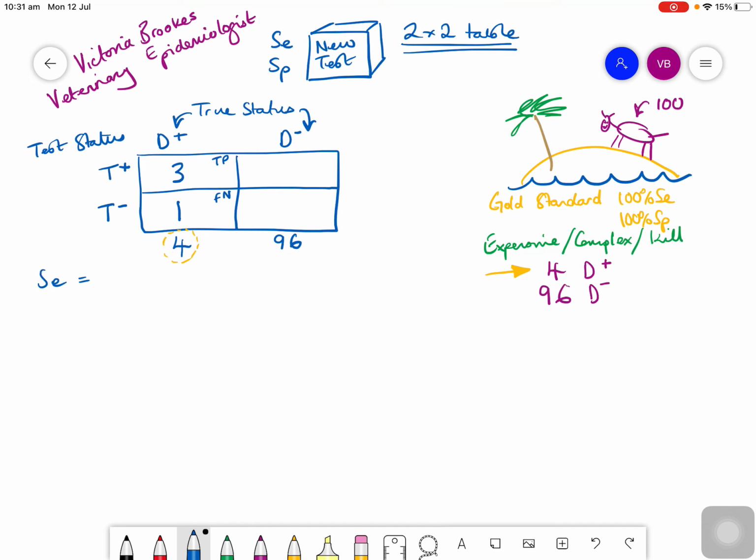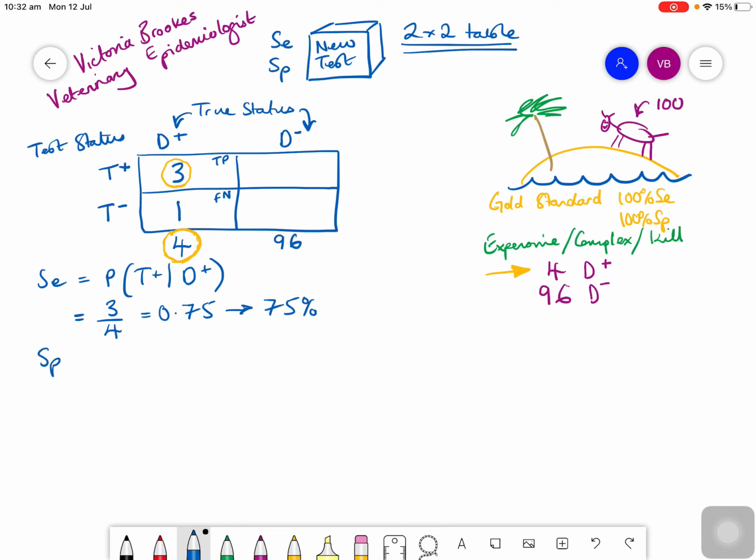Now, sensitivity is the probability or the proportion of animals that test positive given that they are disease positive. So we can get the numbers already for this from our 2x2 table. We've got 3 animals here that were testing positive, true positives on our test, out of all the animals that we know are disease positive. So we can write that as 3 divided by 4, which equals 0.75 or 75%. So that's the sensitivity of our new test.